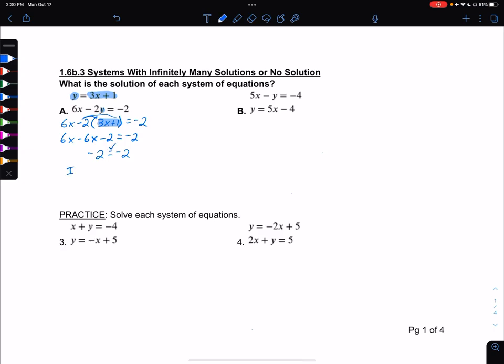then we're going to state that there are infinitely many solutions. And we can stop there. That's all we need to state for this specific problem.